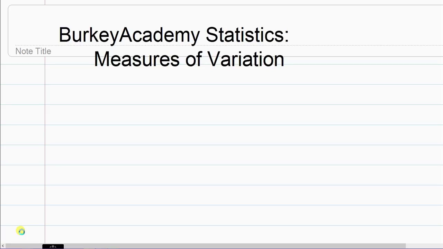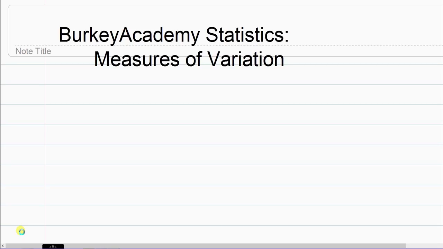In this video, I'm going to cover several common measures of variability or variation in data. We're going to be looking at some numerical descriptive statistics, some things we can calculate about a numerical or quantitative data set that will help us understand how spread out these data points are.